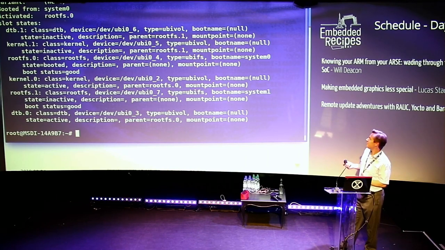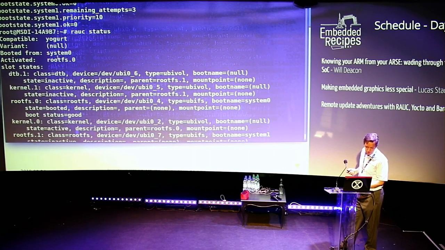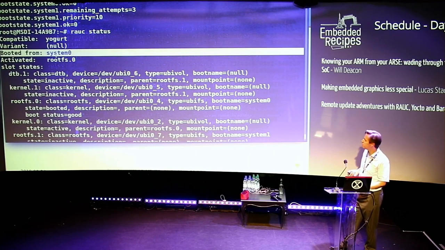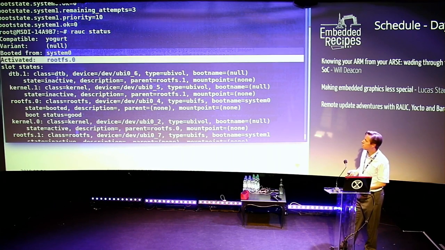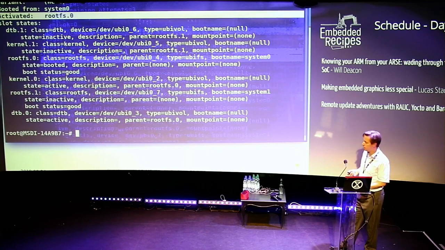It contacts the RAUC daemon to ask what is your status, and the RAUC daemon knows with a config file what are the systems, what are the partitions, the volumes, what exists, what do I have, and it also has a status. So it has booted from system zero. The activated rootfs system is rootfs0, and DTB. These are all the slots which exist, which can be updated with a bundle.